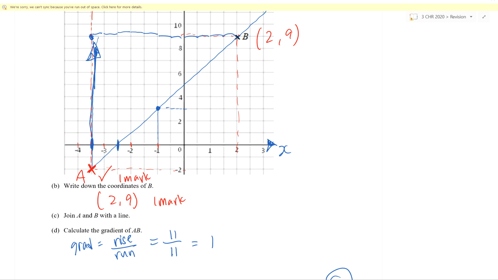So at the bottom, in the denominator, is 5.5. So you write 5.5. Now this will give you 1 mark. And the answer will be 2. That's 1 mark.